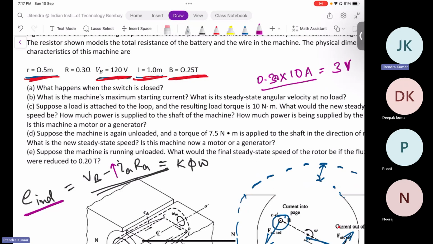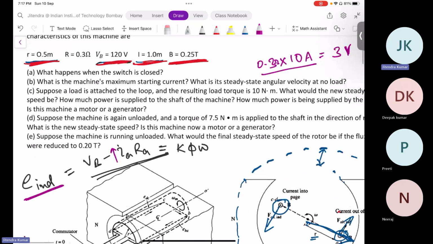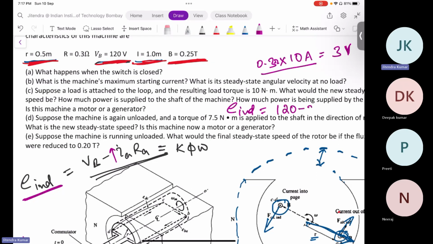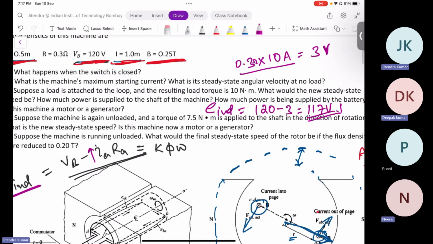You agree? Any doubt till this point? No, sir. Great. So now what will be the value of EMF induced? 120 minus 3, it will be 117 volt. Fine. So how will it affect the velocity, or the speed of the rotor? As your EMF induced got reduced, the speed also has to follow that.